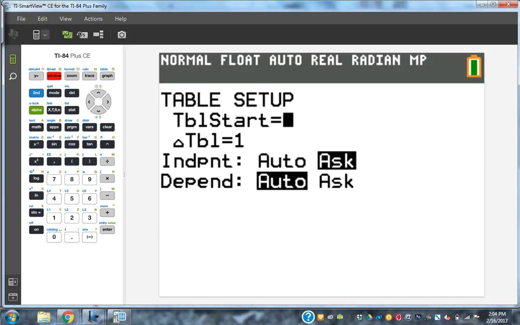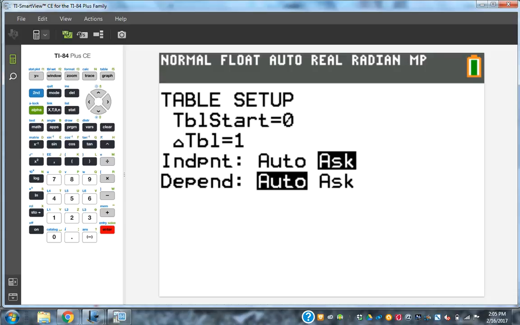And you should end up at table setup. Everybody there? Table setup. Second window. Set the independent to ask. So just arrow down to where it says independent, move over to ask and hit enter. Set the dependent to auto. Once you've done this one time, you don't have to do it again. It'll stay that way until you reset your calculator or something.